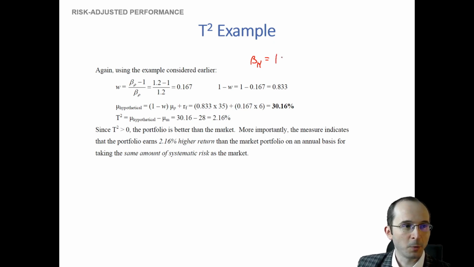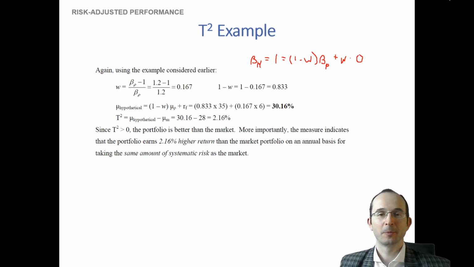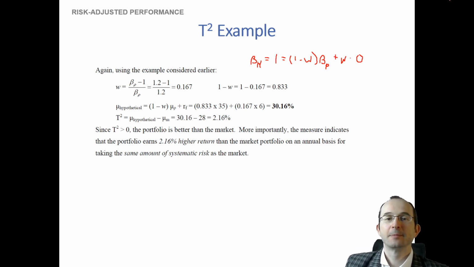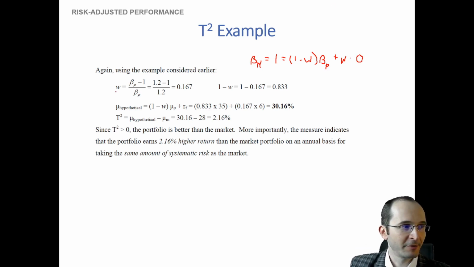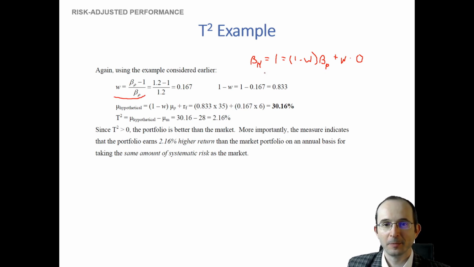Remember, we want this to be 1, and we know that what it's going to be is (1 minus W) times the beta of our candidate portfolio, plus W times the beta of our risk-free asset, or 0. Once we know that, then we can actually derive this formula for the weight in the risk-free asset directly from this formula.